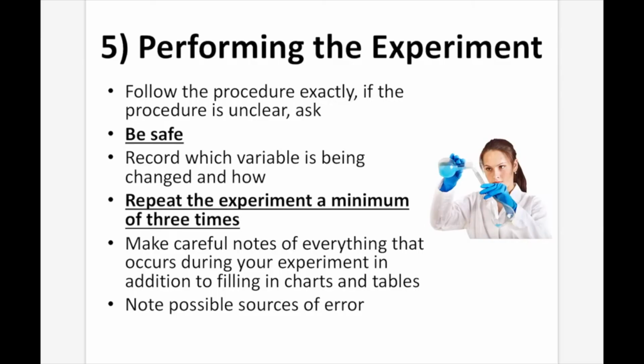Once we have our procedure, we're able to start our experiment. When performing the experiment, we need to follow the procedure exactly. If the procedure is unclear, you need to ask. You need to be safe. Record which variable is being changed and how. Repeat the experiment a minimum of 3 times. This is to make sure there's no errors.